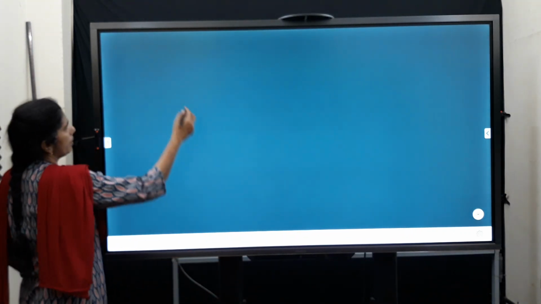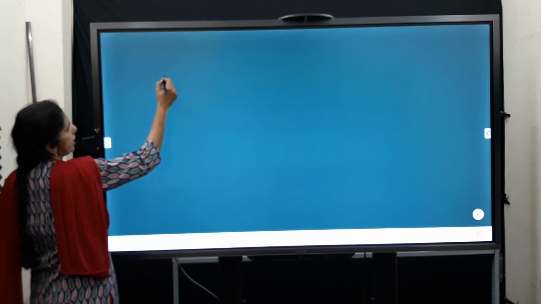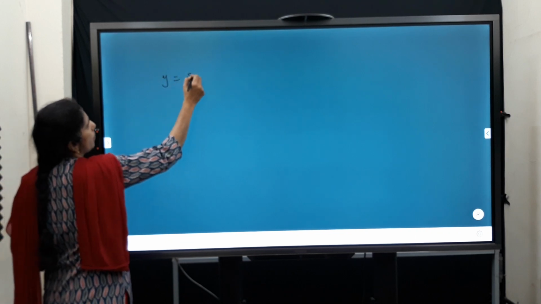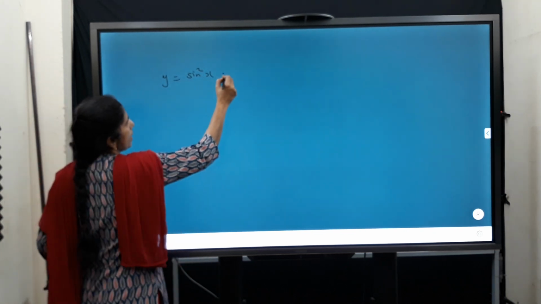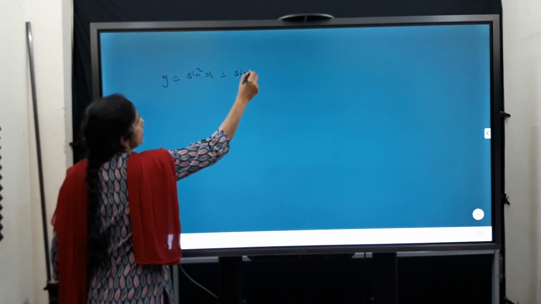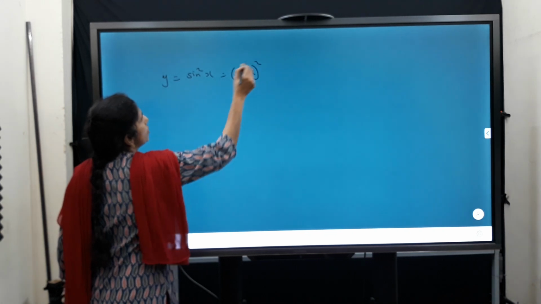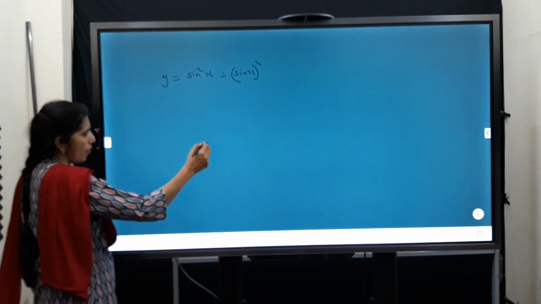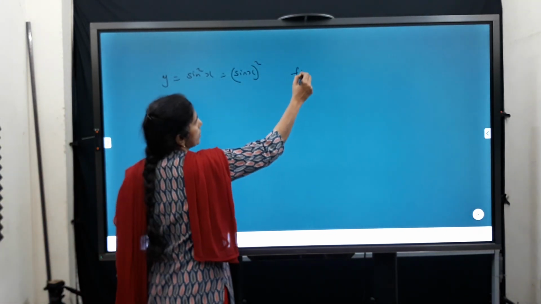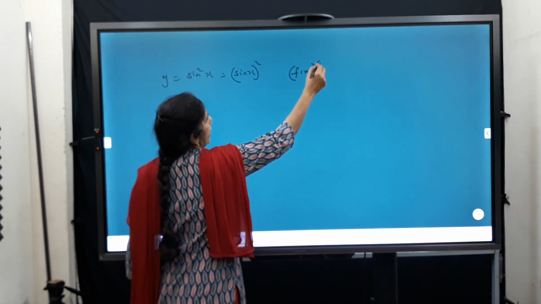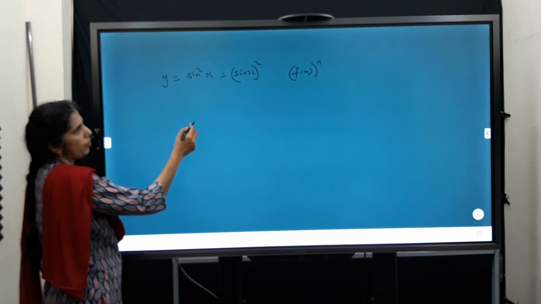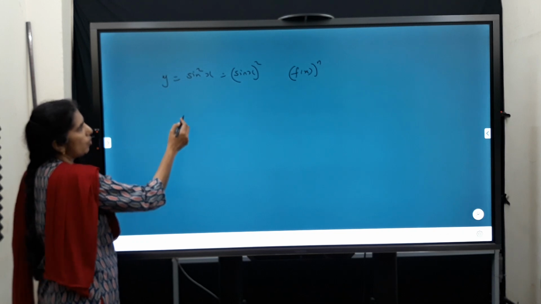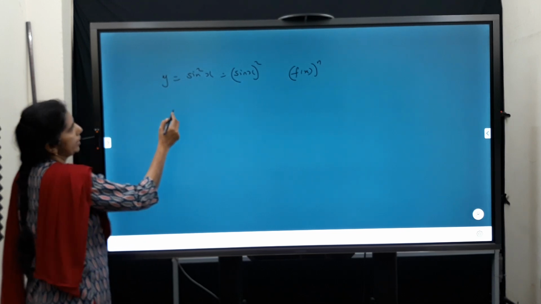Now another example, one common example that can come is, say, y is equal to sine square x. This sine square x means sine x the whole raised to 2. This is also of the form f of x raised to n. So we can find the derivative of this function also either using chain rule or using the direct formula.